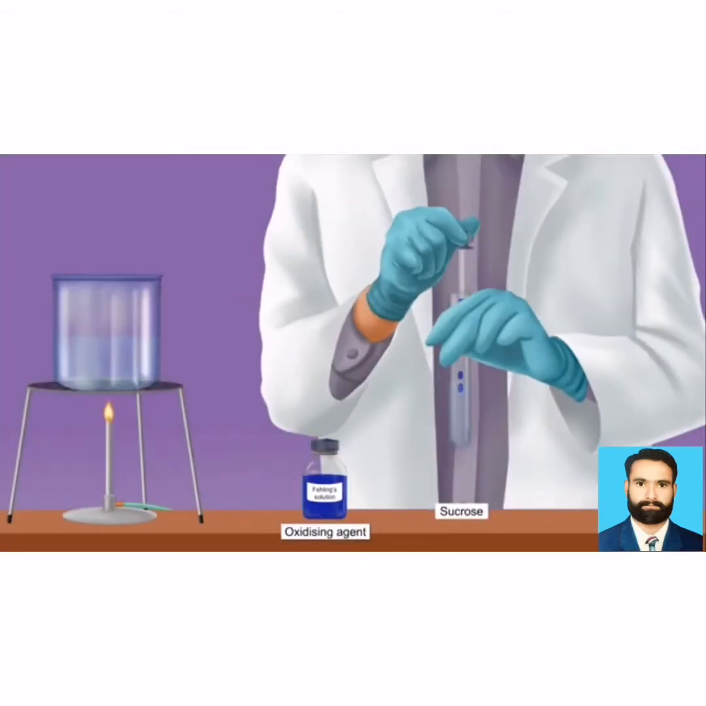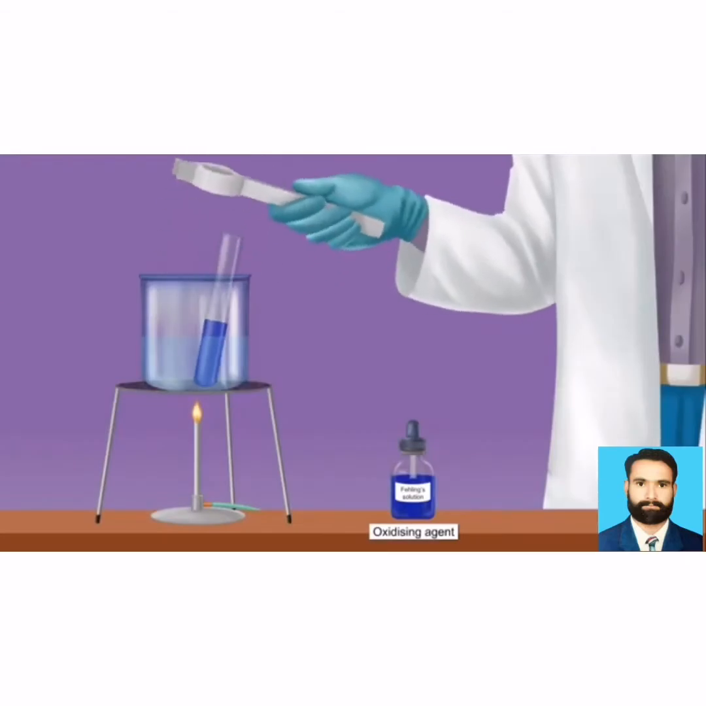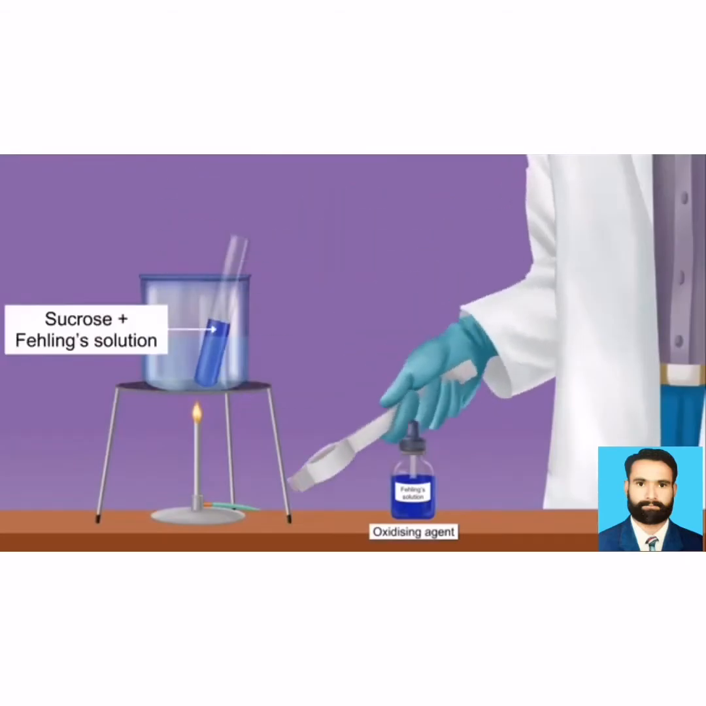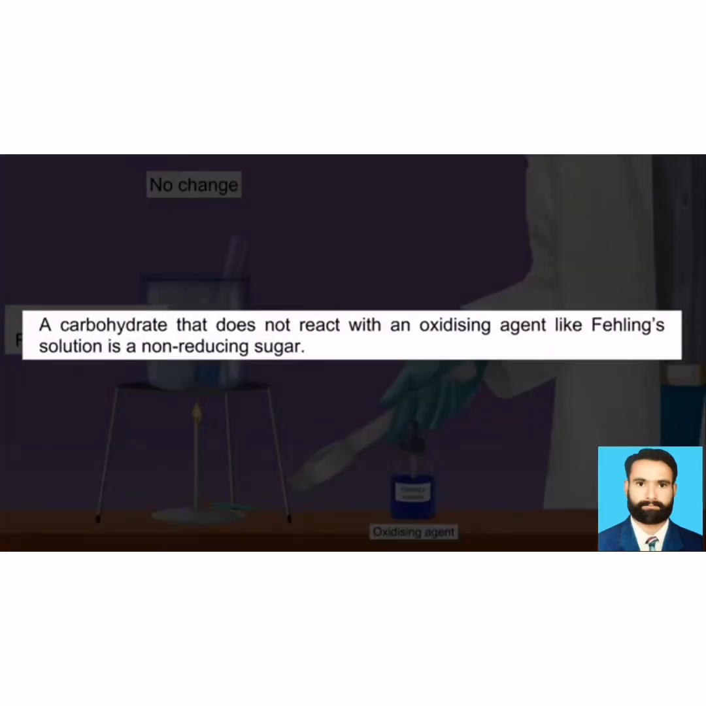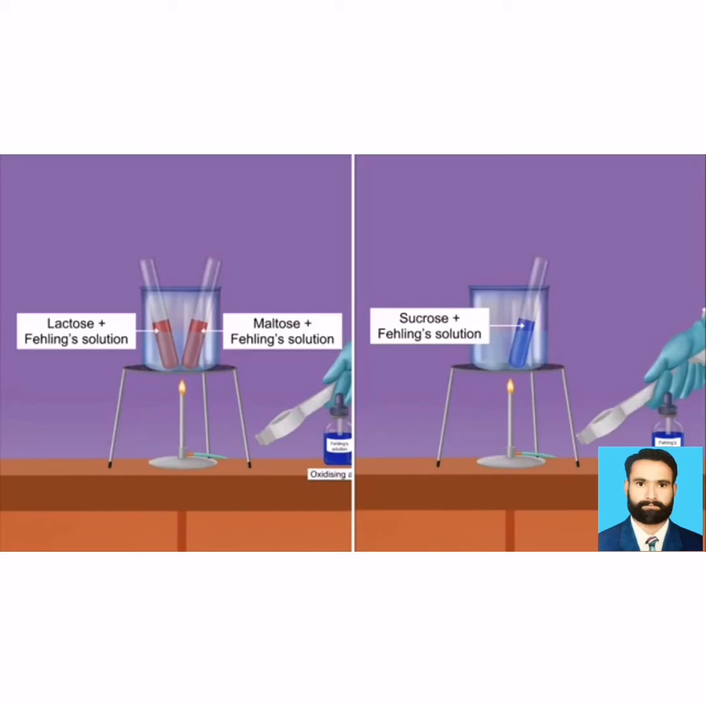On the other hand, when the same reaction is carried out with an aqueous solution of sucrose, the color of Fehling solution does not change. Such a carbohydrate that does not react with an oxidizing agent like Fehling solution is a non-reducing sugar. Let us now see what makes a carbohydrate reducing or non-reducing.